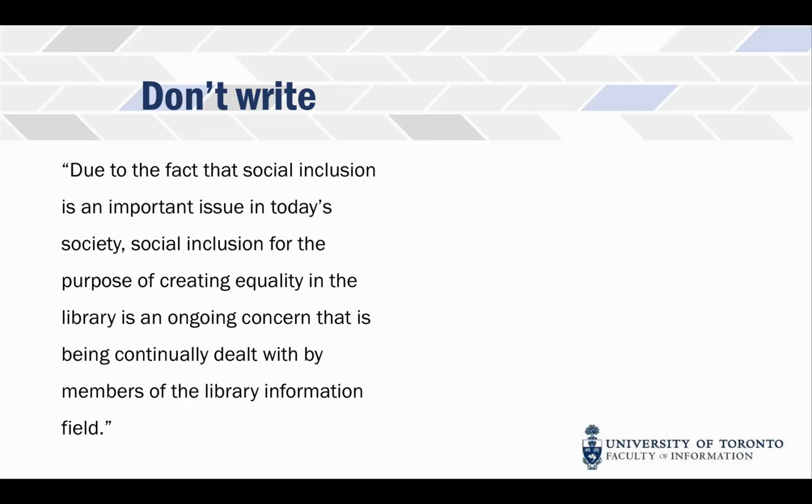Take a look at this sentence. Due to the fact that social inclusion is an important issue in today's society, social inclusion for the purpose of creating equality in the library is an ongoing concern that is being continually dealt with by members of the library information field.